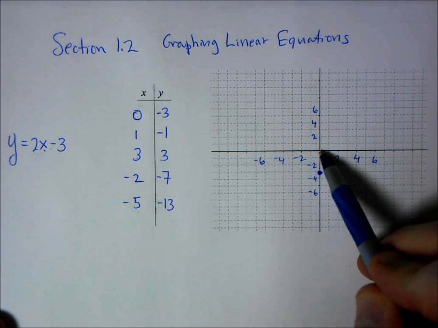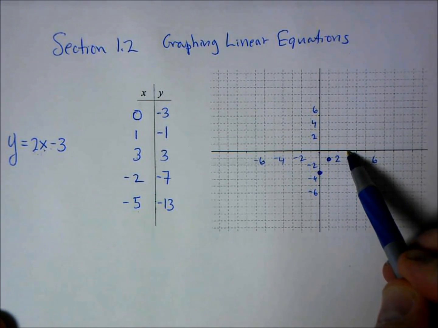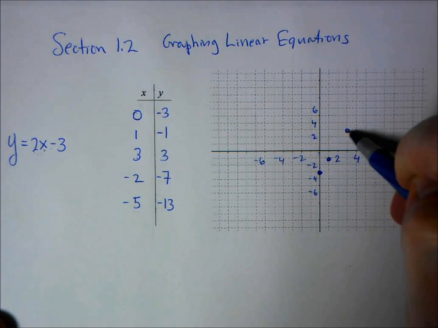3, 3. Again, I start at the origin. X is 3, so I go 3 to the right. Y is 3, I go 3 up. Mark my point there.